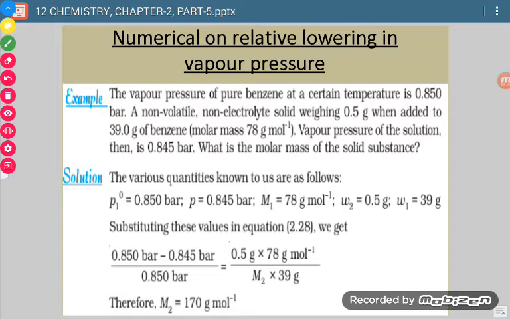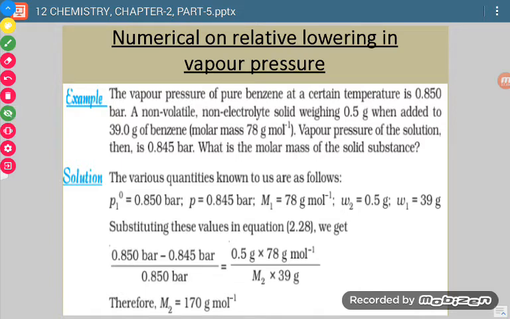The vapor pressure of pure benzene at a certain temperature is 0.850 bar. A non-volatile non-electrolyte solid weighing 0.5 gram is added to 39 gram of benzene having molecular mass 78 gram per mole. The vapor pressure of the solution is then 0.845 bar. What is the molar mass of the solid substance?